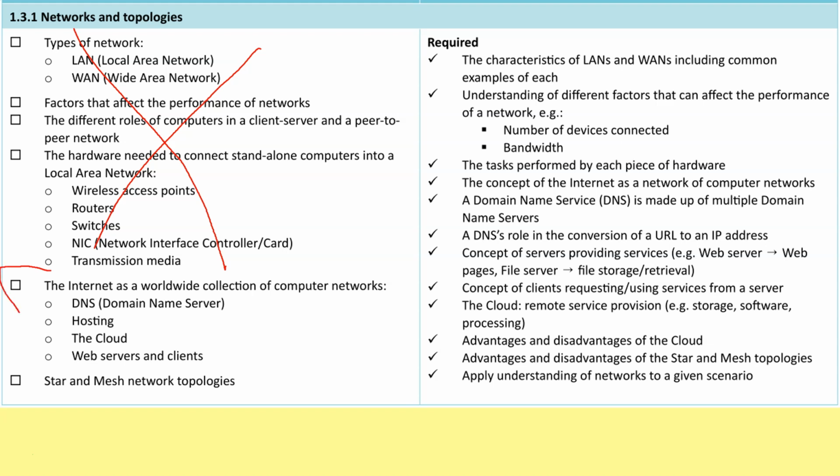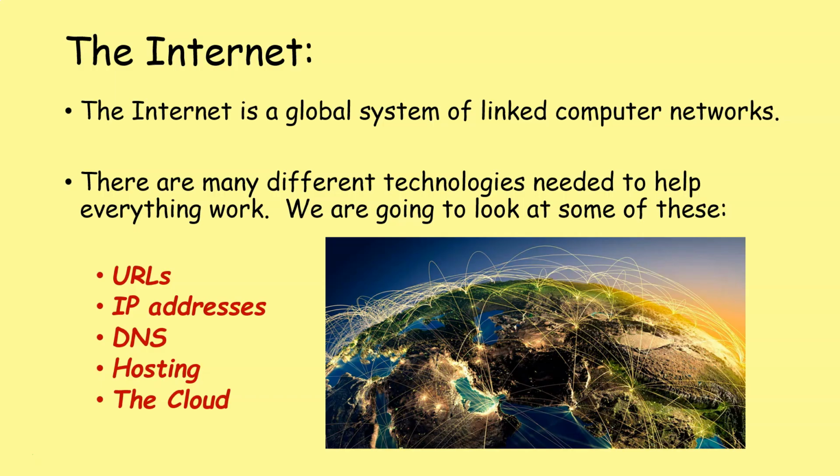So we've done a whole chunk of this now, so we can get rid of most of that. And today we're going to be looking at all this stuff here. So it'll be quite a long video for me, maybe a bit longer than usual. So the internet, as we should know, is a global system of linked computer networks. There are many different technologies needed to help everything work together. And some of these technologies we're going to look at, and these are URLs, IP addresses, DNS, hosting, and the cloud. So we'll take a look at them each in turn during this video lesson.